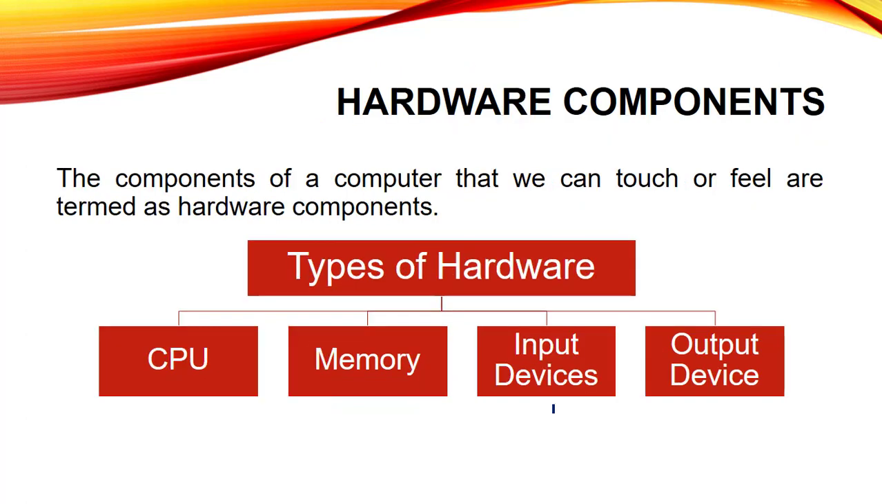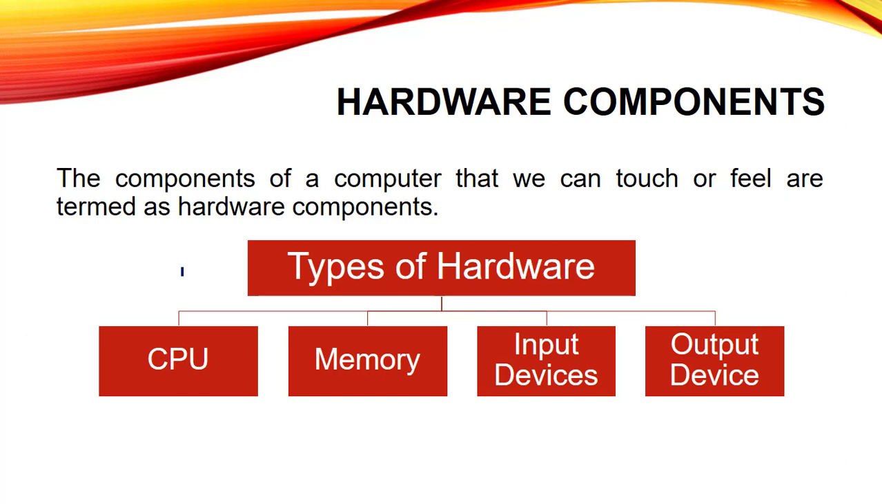Hardware components. The components of a computer that we can touch or feel are termed as hardware components. It means every part of your PC or mobile that you are able to hold in your hands, that you are able to see, touch or feel, that component will be termed as your hardware component. Let's talk about your computer's mouse or keyboard or printer or display. Every component that we can touch is termed as our hardware component.